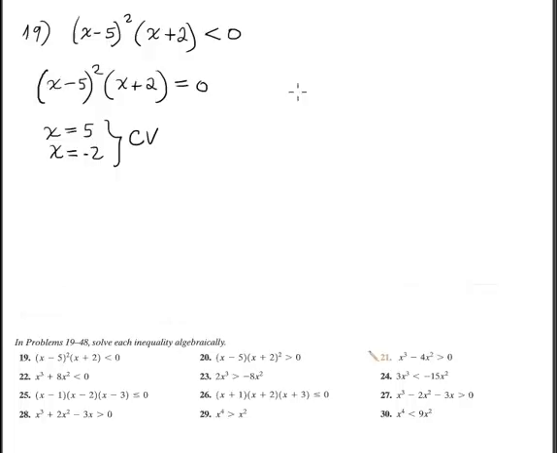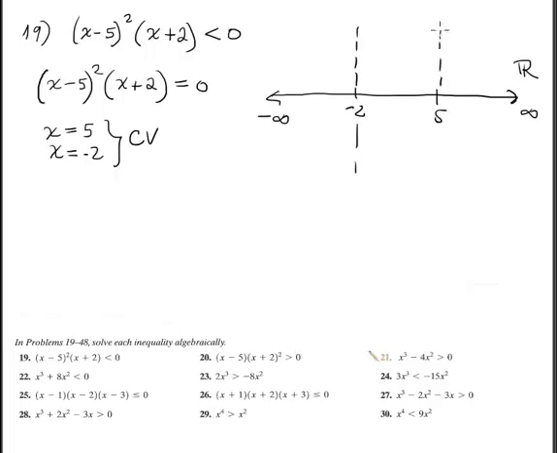Okay, using the critical value, we are doing the partition of the all real number line. So we have a -2 here and 5. And you select the testing point before and after each critical value. Suppose -3, suppose 0 here, and suppose 6.